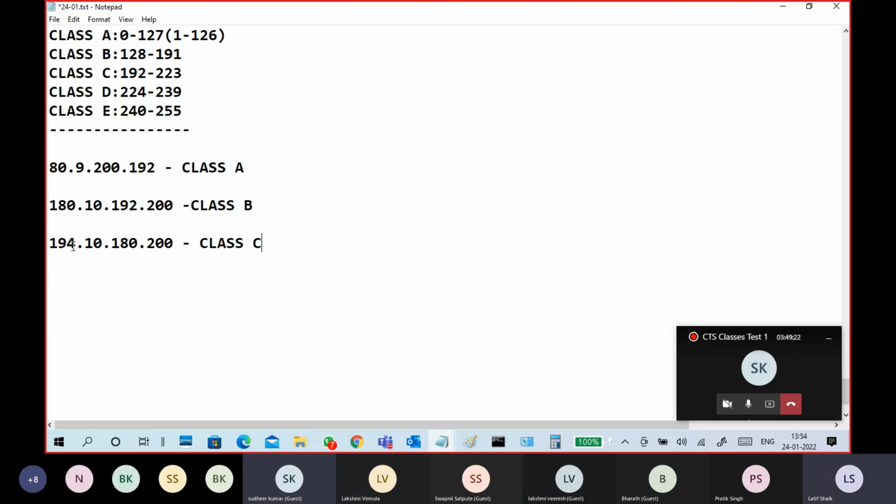Compulsory: when you look at an IP address, look at the first octet and check its range, and that tells you the class. When you see an address starting with 255, it means it's a class E address. You can identify it immediately.